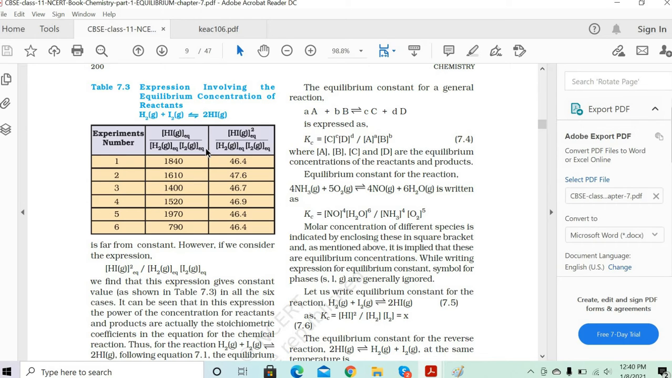Now we found experimentally, when we calculated the values, that in the first column you are getting variations in the values of the equilibrium constant. Nothing is constant in that part. 1840, 1610, it's varying, isn't it? But in the second, we see the values are pretty much constant, pretty much 46. On average, it's a constant: 46.4, 47.6 and 46. So all the experimental values show approximately 46.